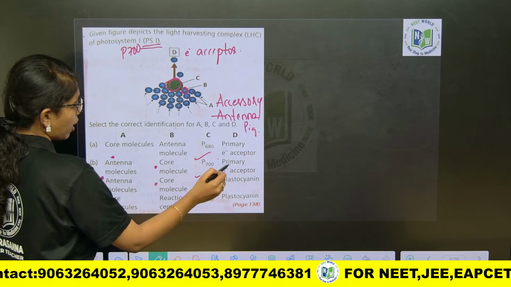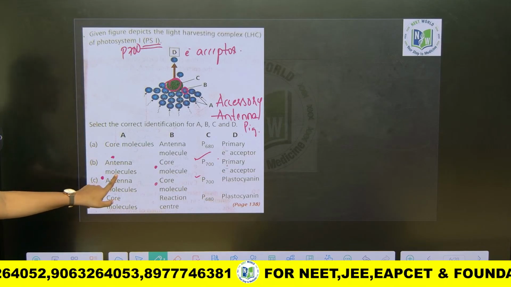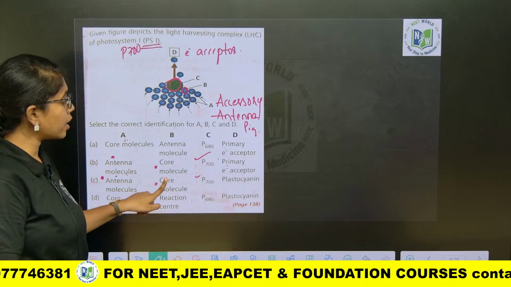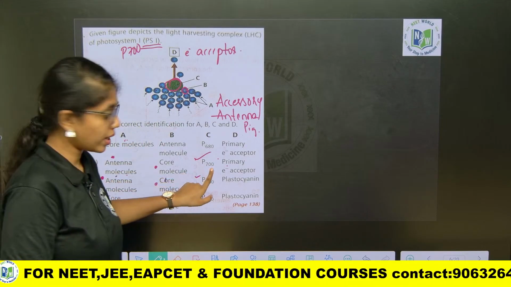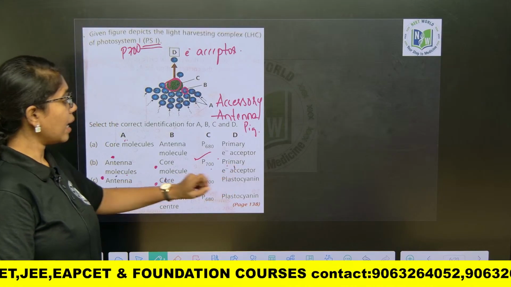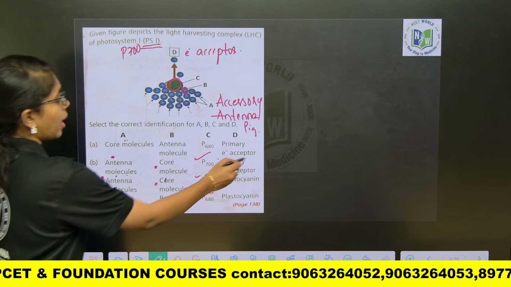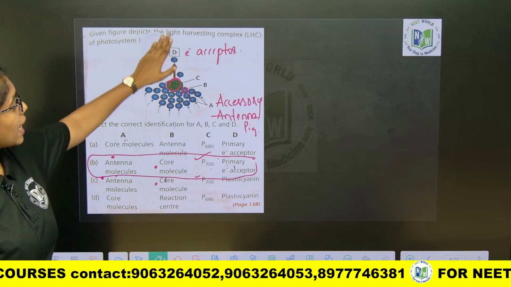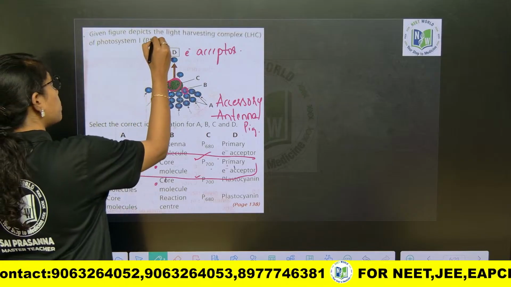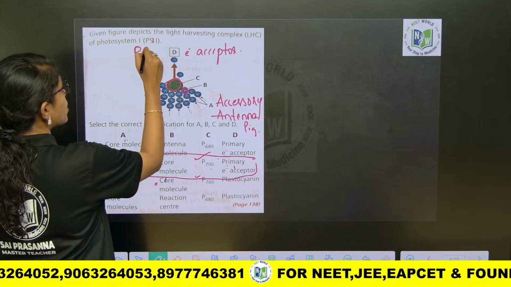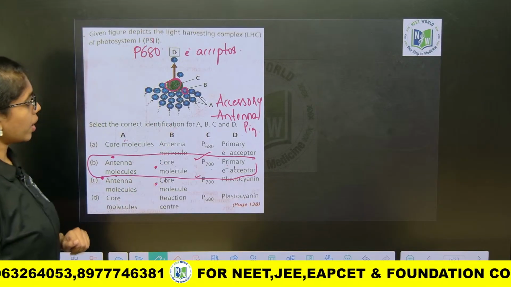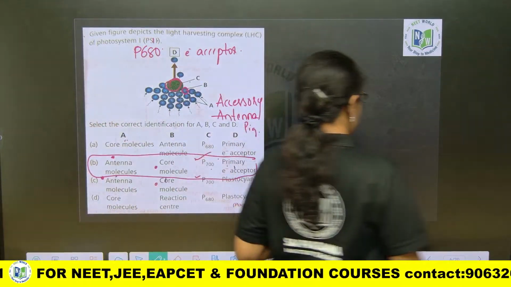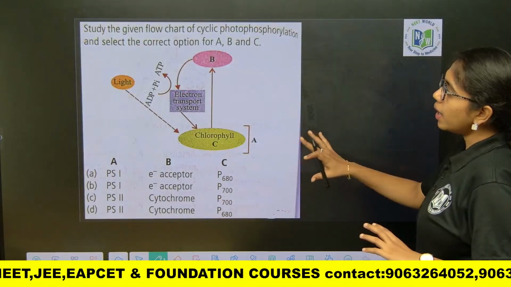So, our option will be what? A is antenna molecules or accessory molecules. B is the core molecule, C is P700, the reaction center, and D is the primary electron acceptor. So, here our answer will be option B. Understood, right? If instead of PS1 he had mentioned PS2, then the reaction center C would be P680. Remember that.